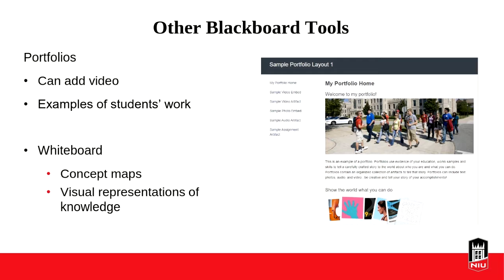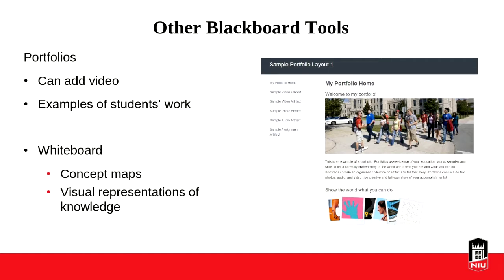Other tools that can be used for students to present in online courses include Blackboard portfolios and the whiteboard available in the Blackboard Collaborate web conferencing system. The Blackboard portfolio tool provides a way for students to create an electronic portfolio that can be shared with the instructor and colleagues in the course or others outside of the university.